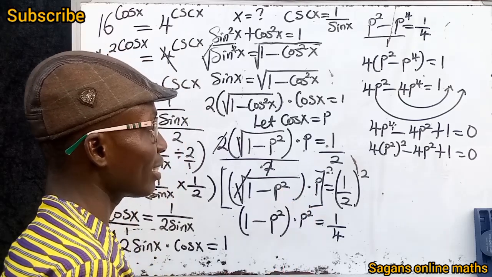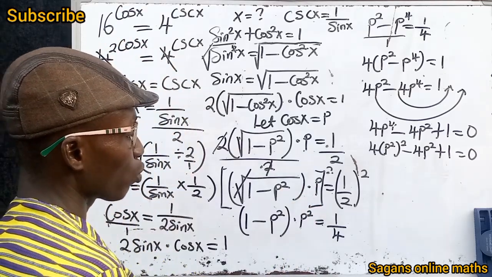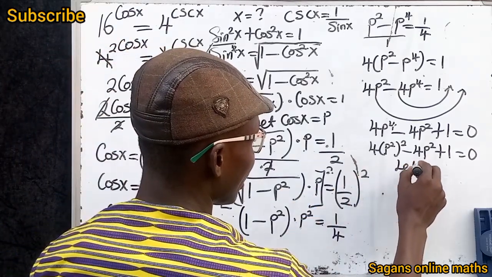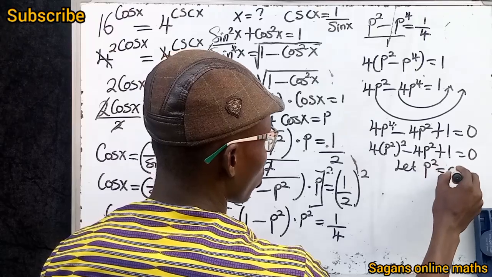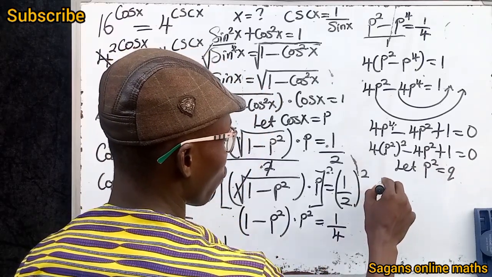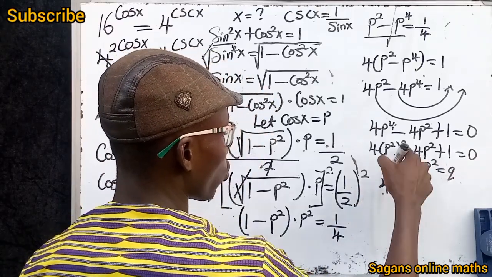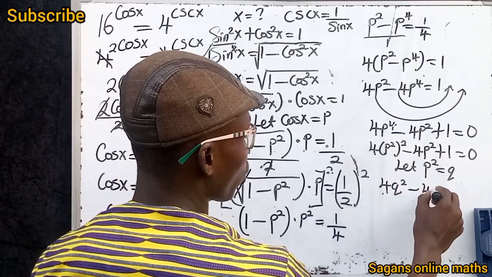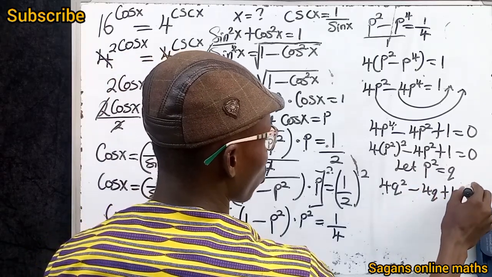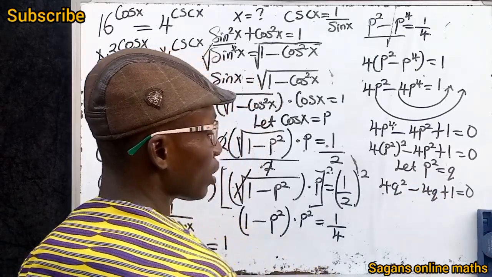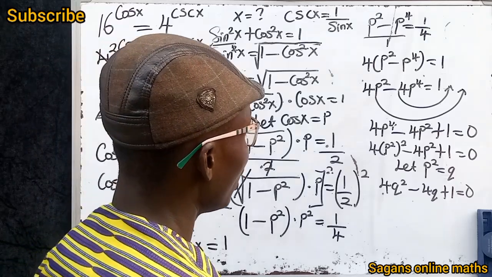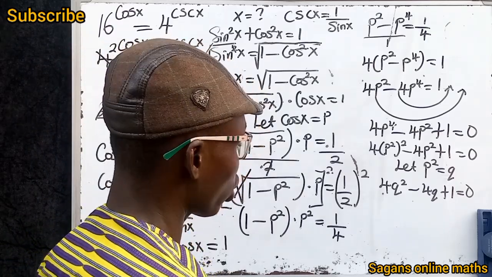From here you can see that something is common, right? What is common? p square is common. Consider again p square equals to q. So now this is 4q square, because of this square that's here, minus 4q plus 1 equals to 0. Wow, this is a very known quadratic equation. Let's solve it by using the factorization method.